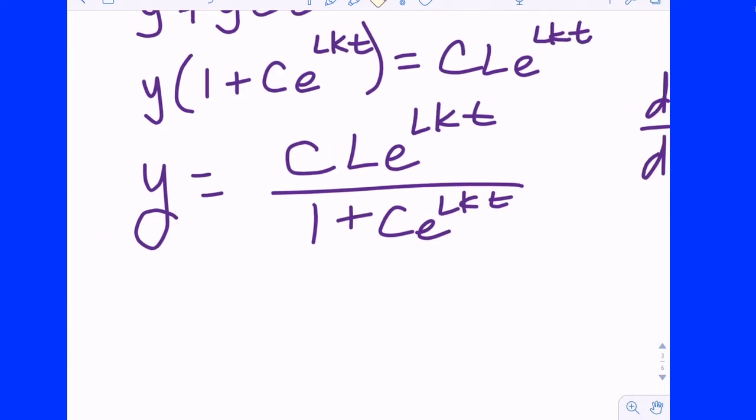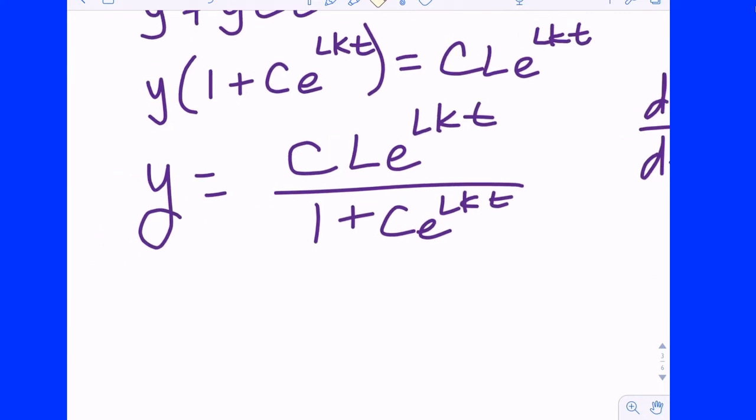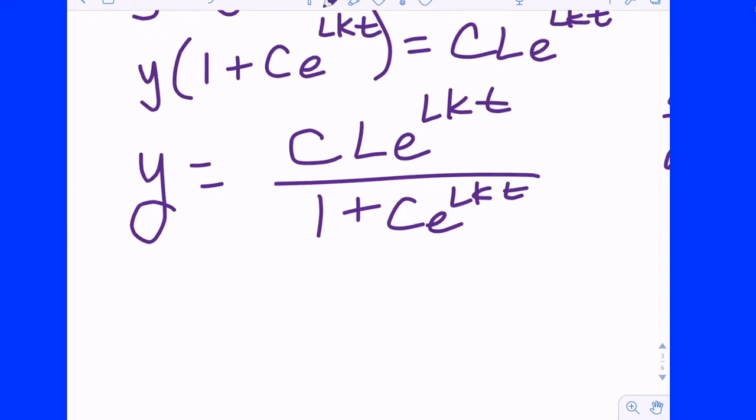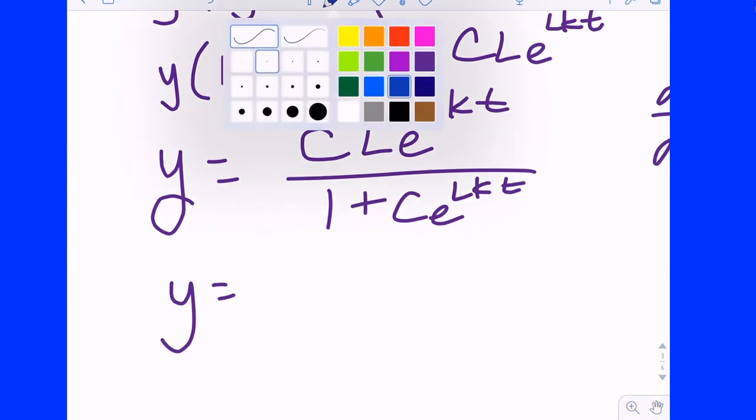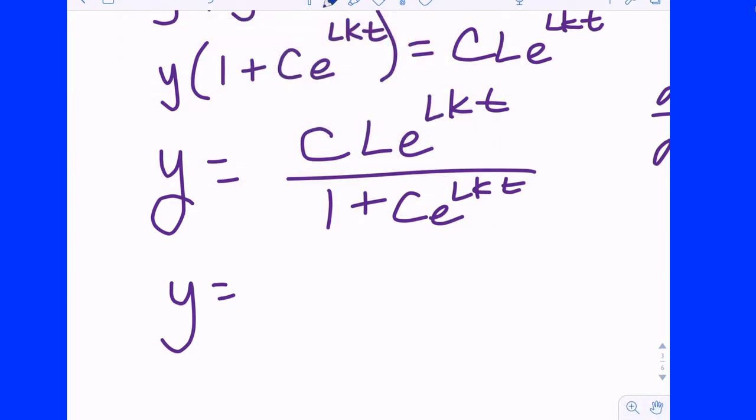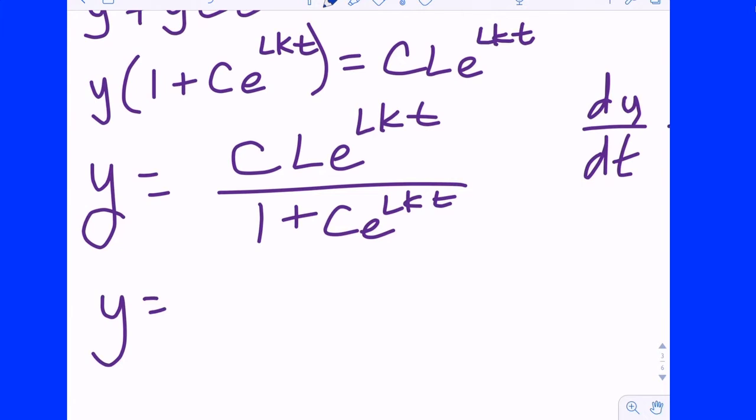Okay, cool. Let's see if we can kind of clean this up just a smidgen. Here's what I'm going to do first. I'm going to multiply by a clever form of 1. 1 over C times 1 over C. What's that equal to? 1. Okay. Let's see what that does.